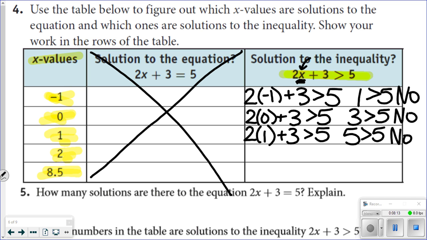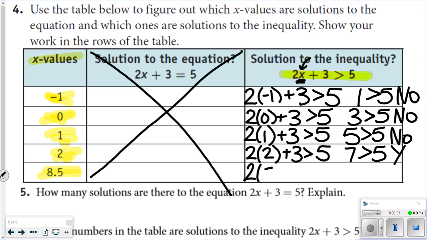Okay, let's plug in 2. 2 times 2 plus 3. We get 7. Is 7 greater than 5? Yes, we finally get a true statement. 7 is greater than 5.